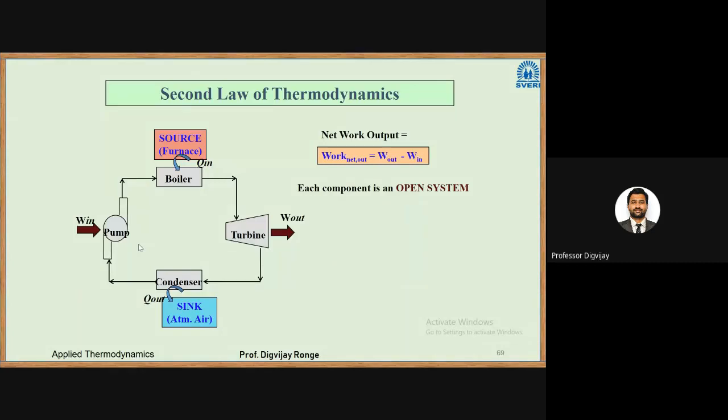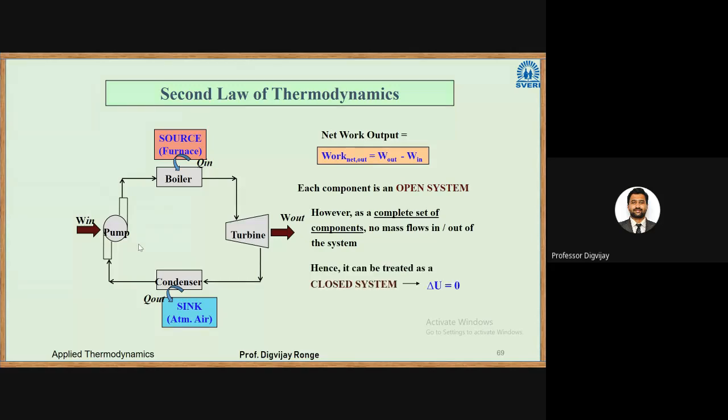Each component is an open system. However, for the complete set of components, no mass flows in or out of the system, hence it can be treated as a closed system. In a closed system, the change in internal energy is zero. So by the first law, we can say that Q is equal to W. W is equal to QH minus QL, or the heat supplied by the boiler minus the heat rejected in the condenser.